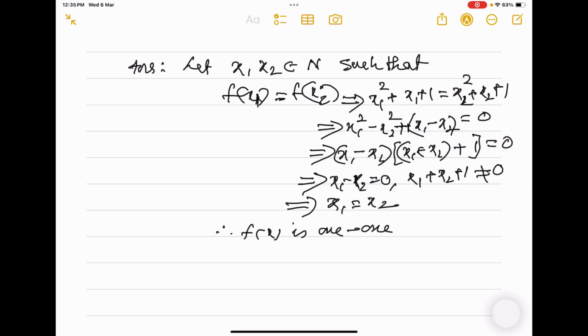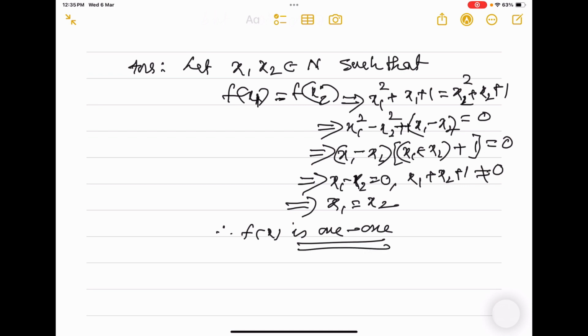or injective. Here in this question, they give 1-1, so you write 1-1. If they denote it as injective, then you write injective itself, not 1-1. So here f of x is 1-1.